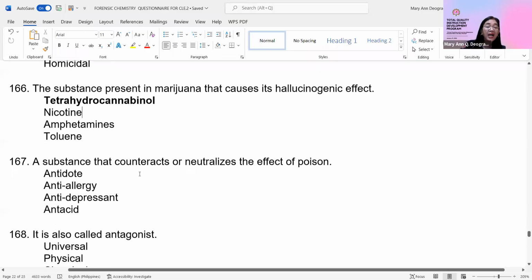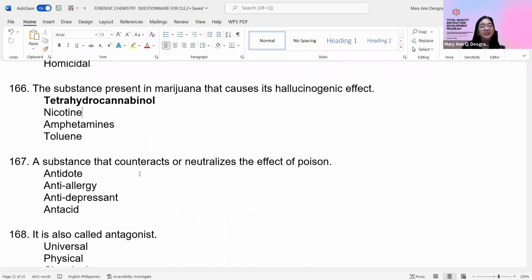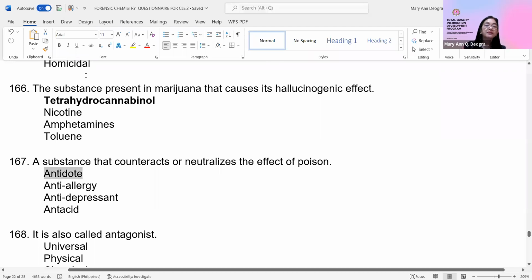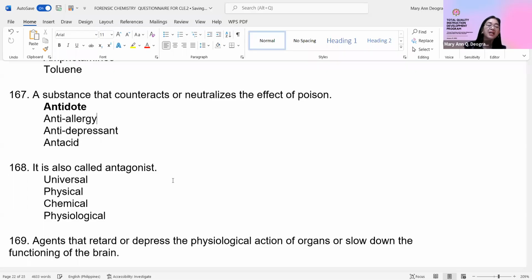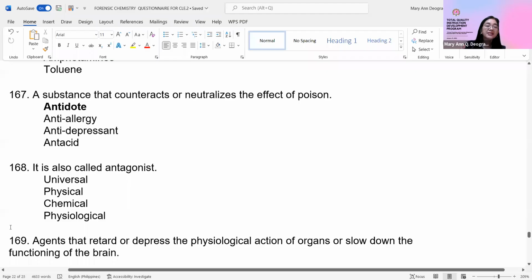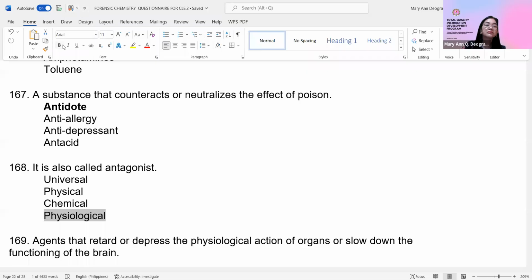Substance that counteracts or neutralizes the effect of poison. Answer, letter A, B, C, D. Okay, it's antidote, syempre. All right. It is also known as antagonist. Is it universal, physical, chemical, physiological? So it's physiological antidote.